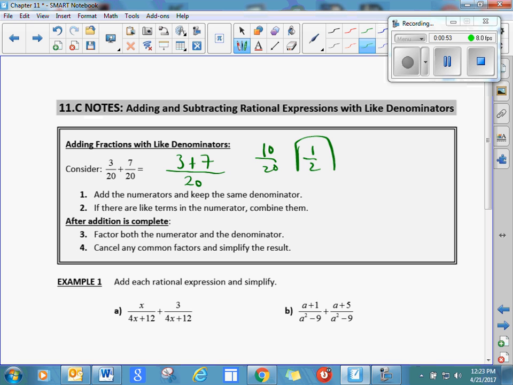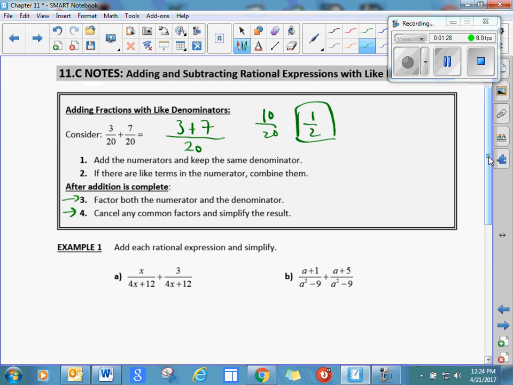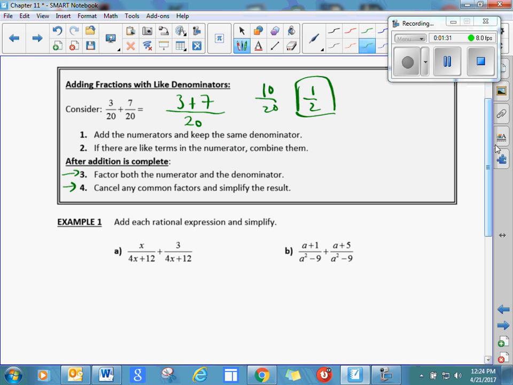So this works the same way when you are dealing with polynomials. The process is: do your addition, combine like terms, and factor after the addition is complete. You're going to factor both the numerator and the denominator independently, individually, remembering that the fraction bar is a grouping symbol. After you've done all the factoring that you can do, then you look and see if there are any of the funny ones that we can cancel out.